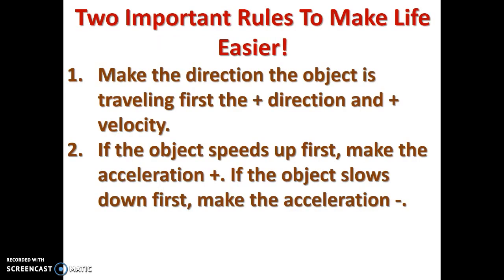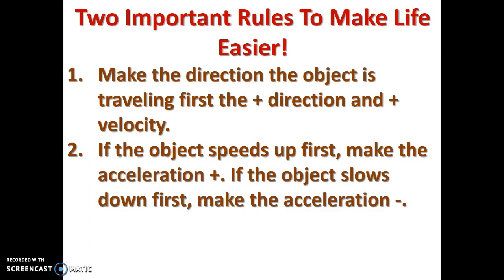There are 2 important rules to make life easier, and these rules are extremely important because we have to decide what signs we're going to put on velocity and acceleration. So here are the 2 rules. It's really important that you learn these and use them. The first rule is simply make the direction the object is traveling first the positive direction and positive velocity. And so if the object is moving up first, make up the positive direction and make that the positive velocity, which means if the object is coming down, it's going to have a negative direction and a negative velocity.